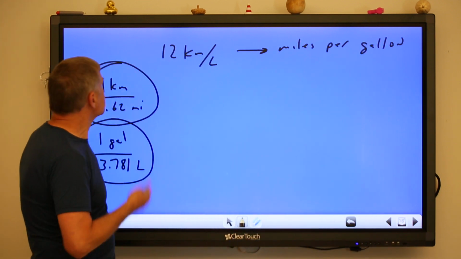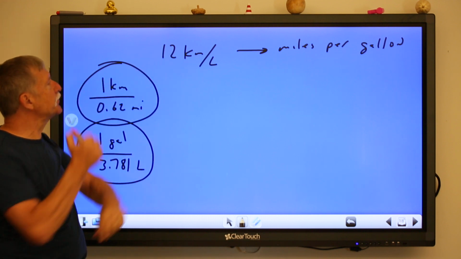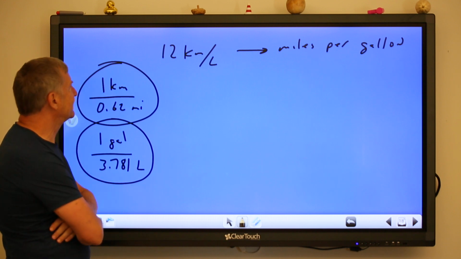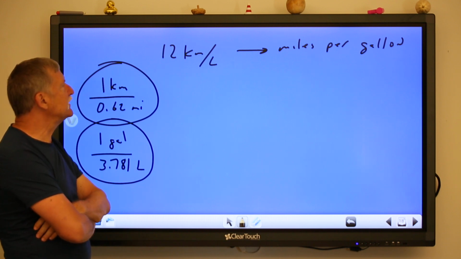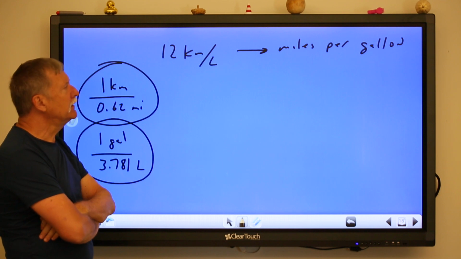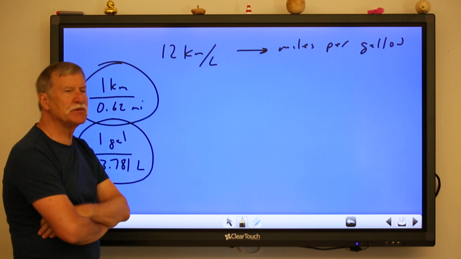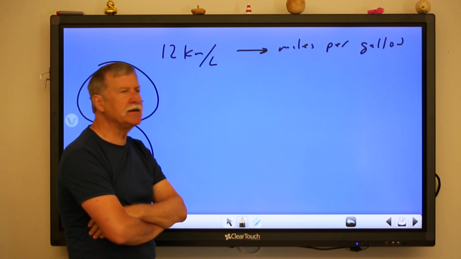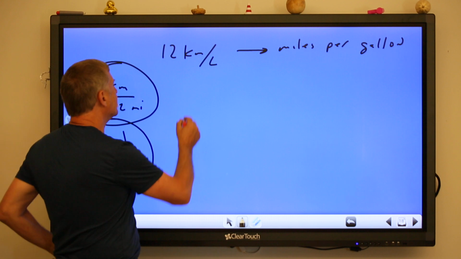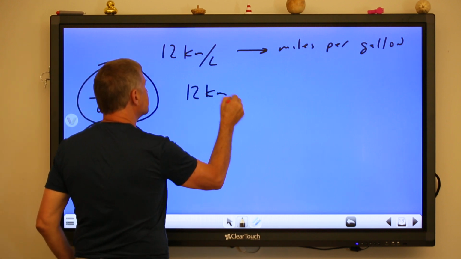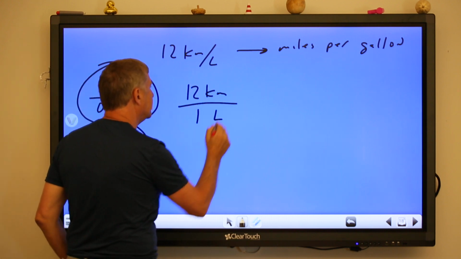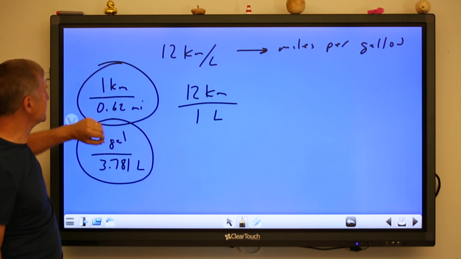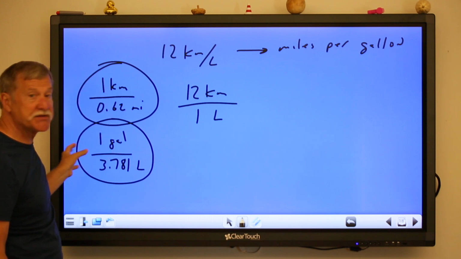All right. Let's try another one like this. We got 12 kilometers per liter, which is nice if you're in Europe, but we want miles per gallon. All right. 12 kilometers per 1 liter, your gas mileage. And we don't really understand that in the United States. We go with miles per gallon. So we need to convert 12 kilometers per liter into miles per gallon. So I got to start off with 12 kilometers per 1 liter. All right. And for that, I look up my unit multipliers that change kilometers to miles and gallons to liters.